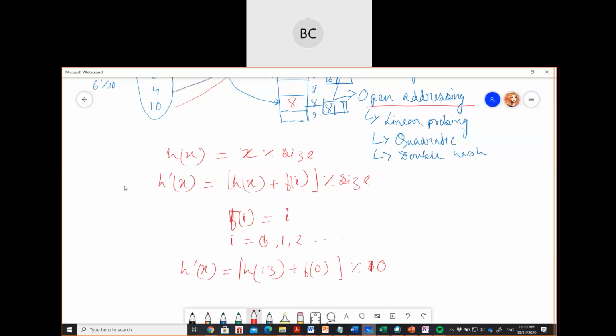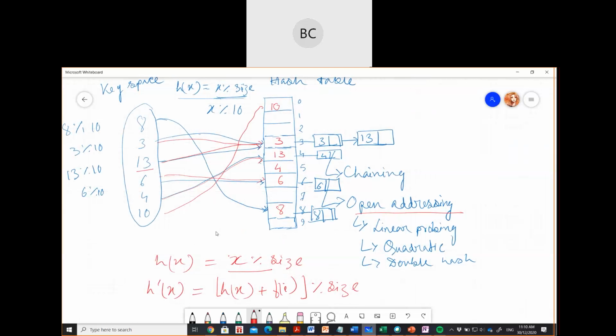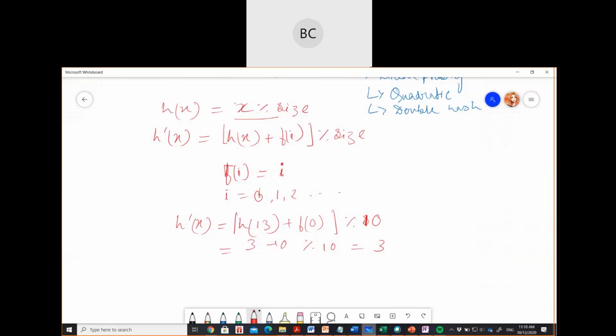Size is 10. h of 13 is already 3, so 3 plus f of 0, and f of i equals i, so f of 0 will be 0 again. So this mod 10 will again be 3. Now 3 is already occupied by the previous one, correct? So what I will do is find the next value.